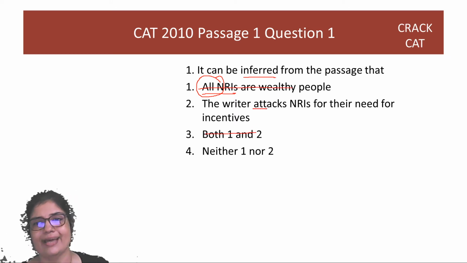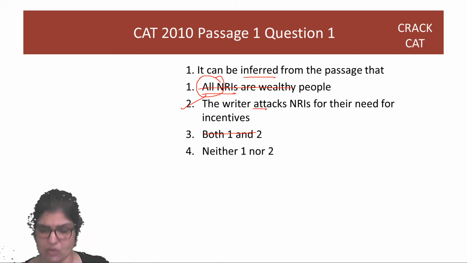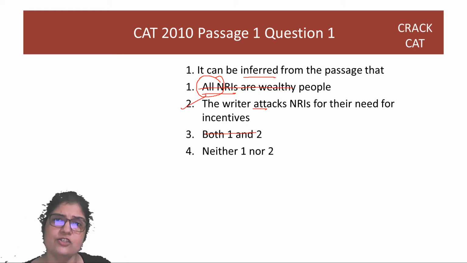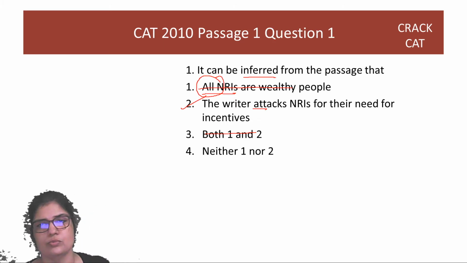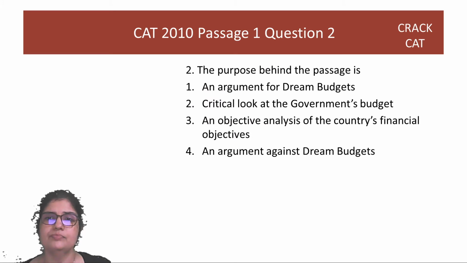The writer attacks for the need. Yes, he does. He's calling them fickle. He's calling them a species. He's against them. So the answer is option 2. Right? Great. Second question. The purpose behind the passage is.